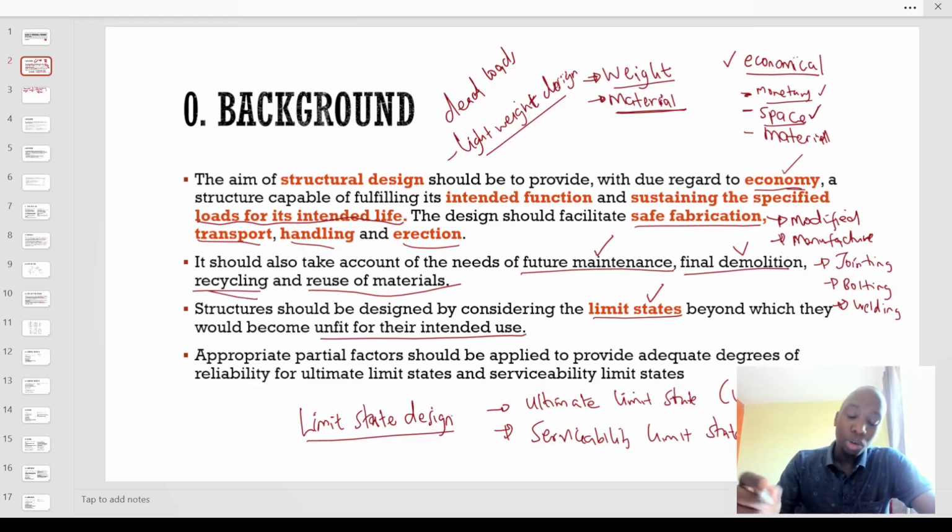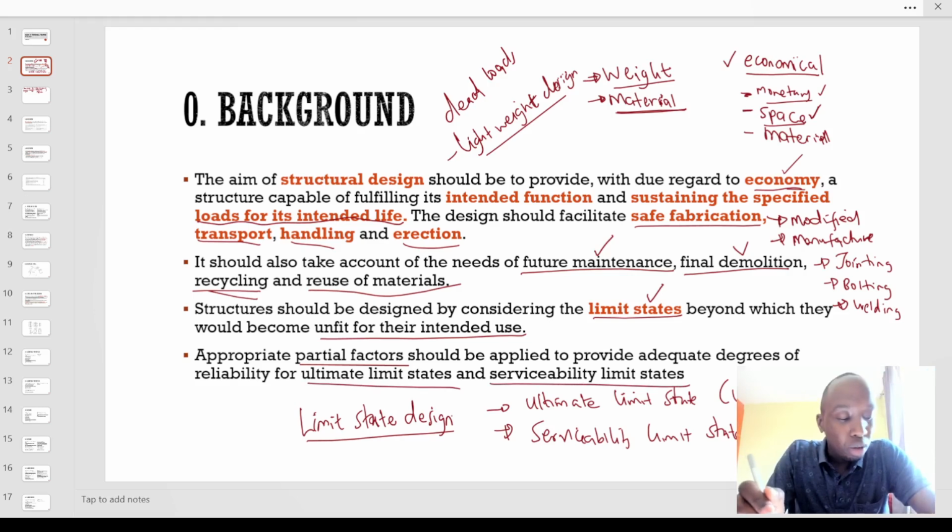Also, we have what we call appropriate partial factors, or factors of safety, which should be applied to provide adequate degrees of reliability for ultimate limit states and serviceability limit states. Those factors of safety, which we are going to see throughout design, this is just the background, they should provide for these states.